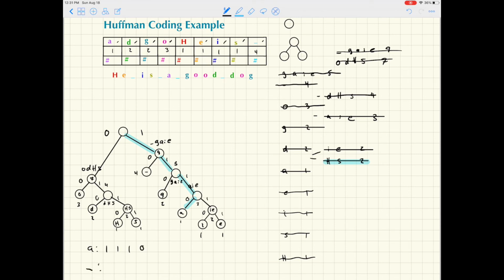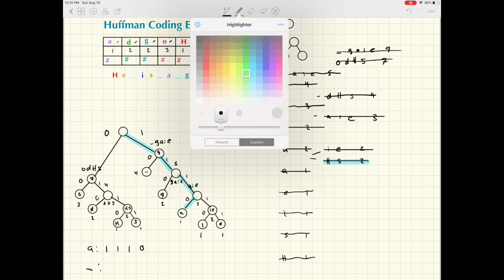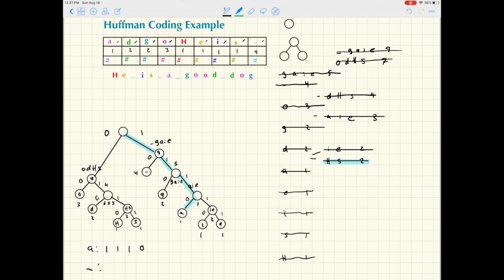Now what about space? It should be less, and if it's not less, you probably did something wrong. So let's look. There it is. So here's space right here, so it's going to be 1, 0.